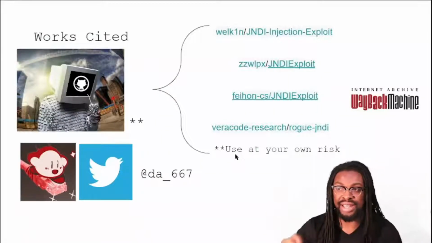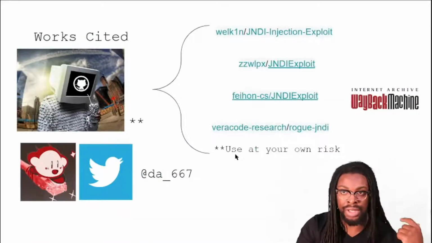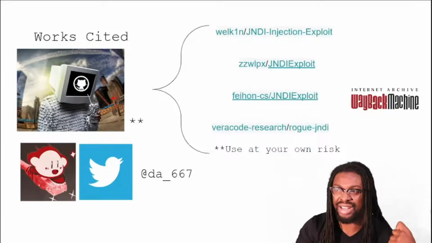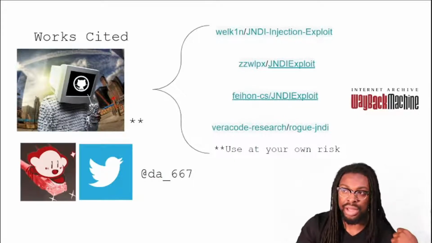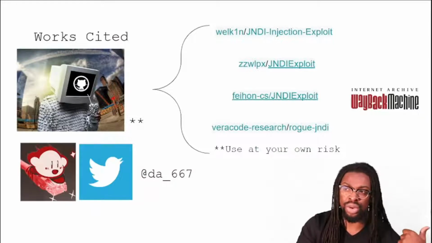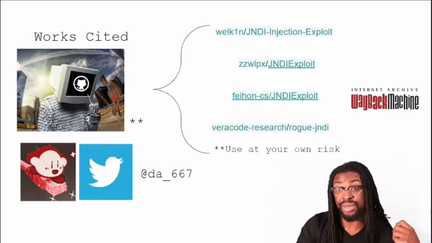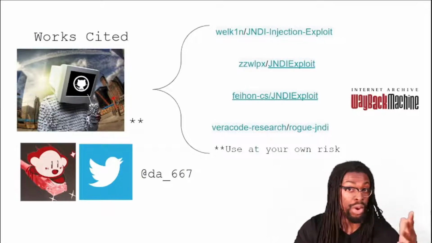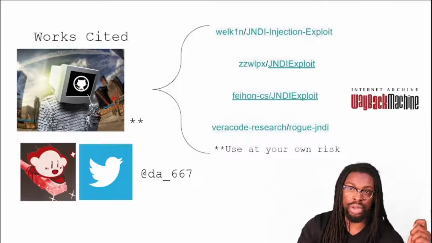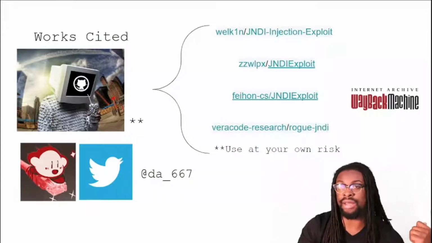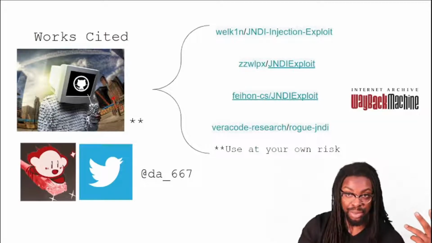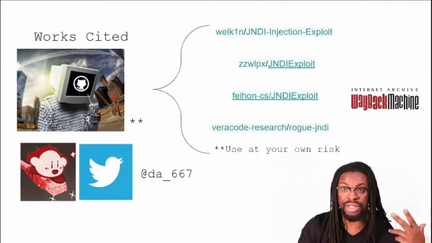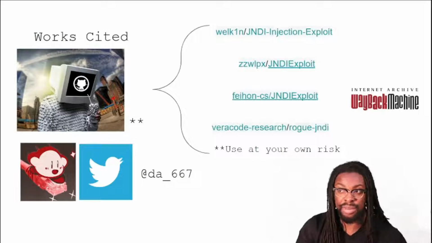A few works cited. All of these exploit kits are available on GitHub. The exploit kit we're going to use is the Fehan-CS JNDI exploit. That actually was taken down by who knows who. But one of the benefits is that we can find this sketchy exploit kit through the Wayback Machine and then use it within our VM.